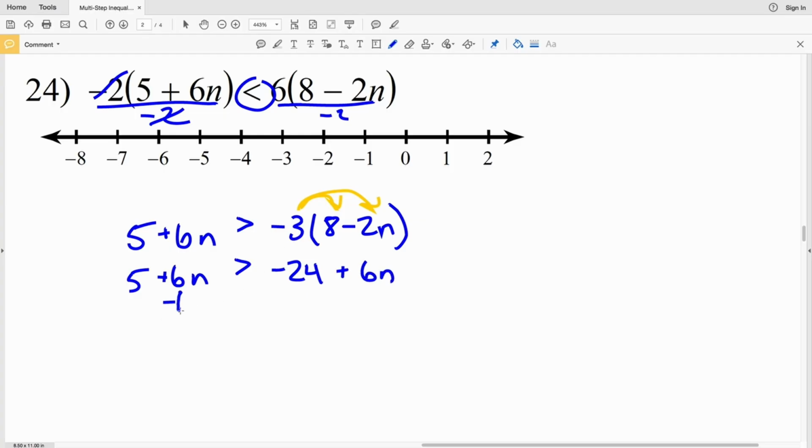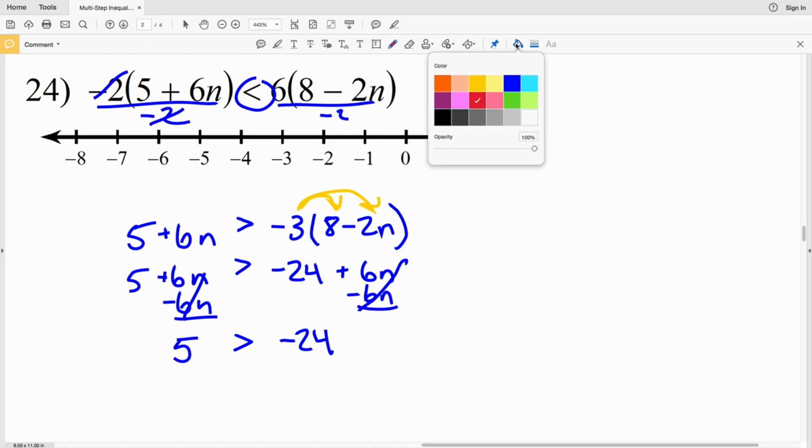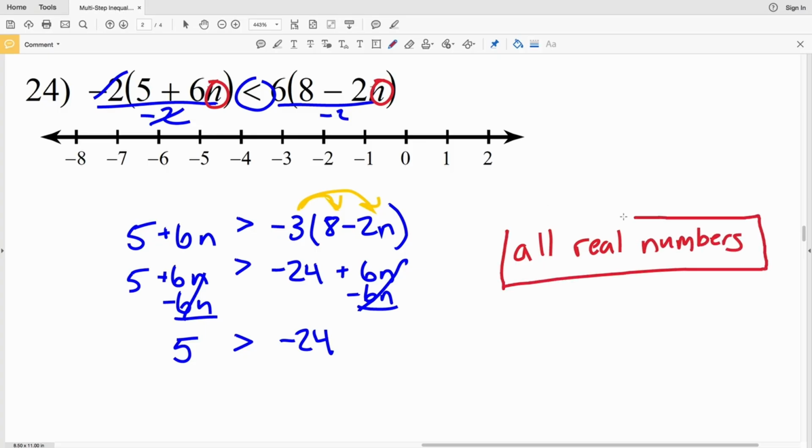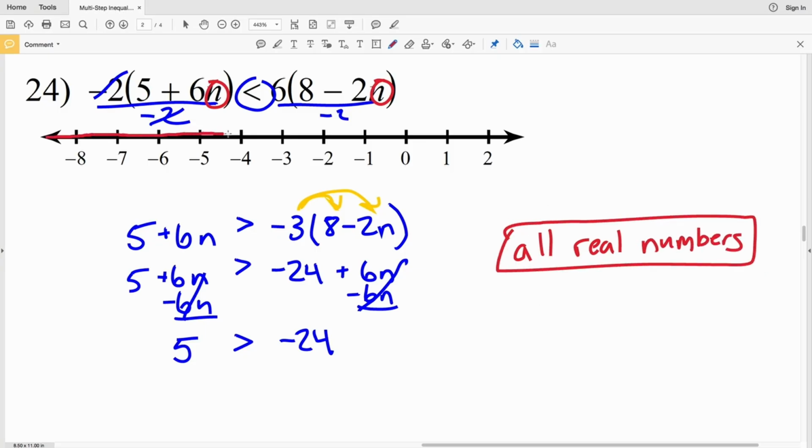Now I'm going to subtract 6n from both sides, and you'll get that 5 plus 0 is greater than negative 24 plus 0. And this is true. 5 is greater than negative 24. So that means that any value we plug in for n will make this inequality true. So our solution is all real numbers. So we can go ahead and shade in the entire number line.